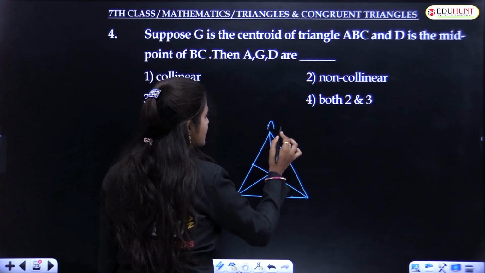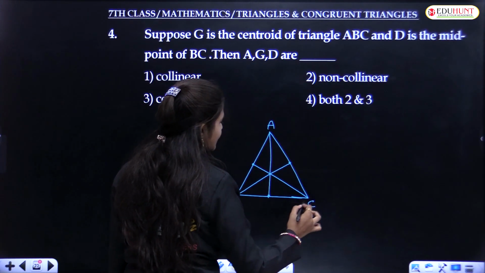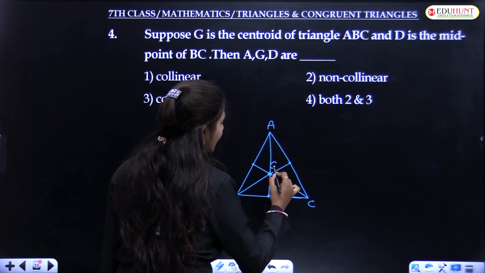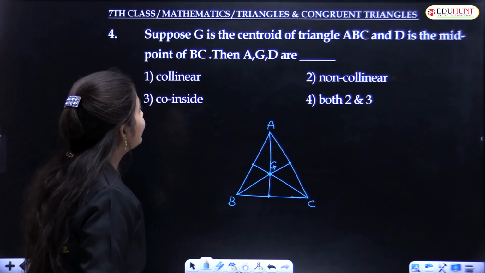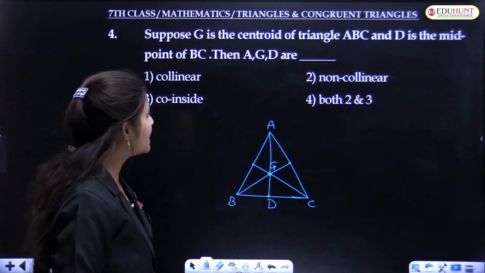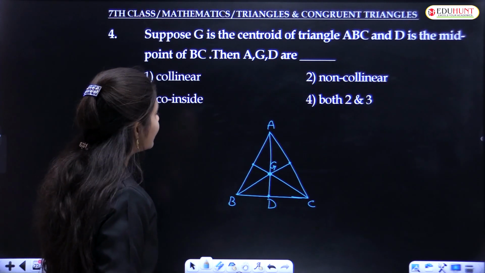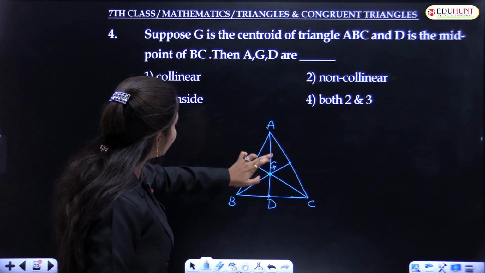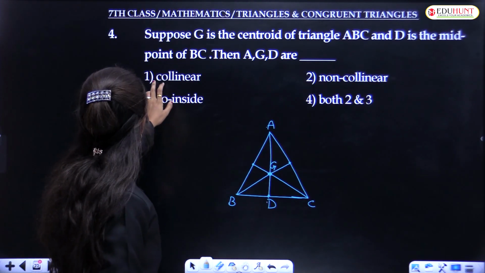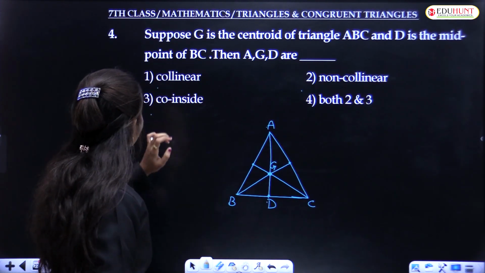Okay, so here this is A, B and C. What are they saying here? Here G is the centroid of ABC, and D is the midpoint of BC. Then AGD. Here they are asking about AGD. According to that, options are given: collinear, non-collinear, coincide.